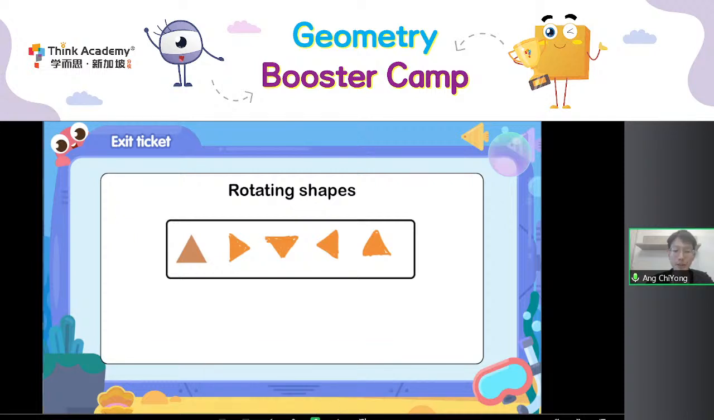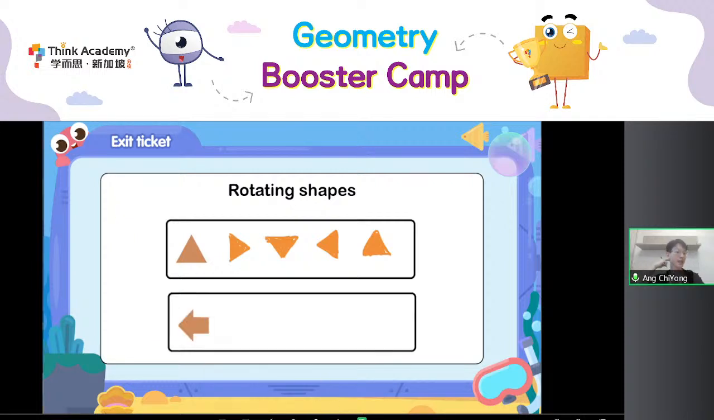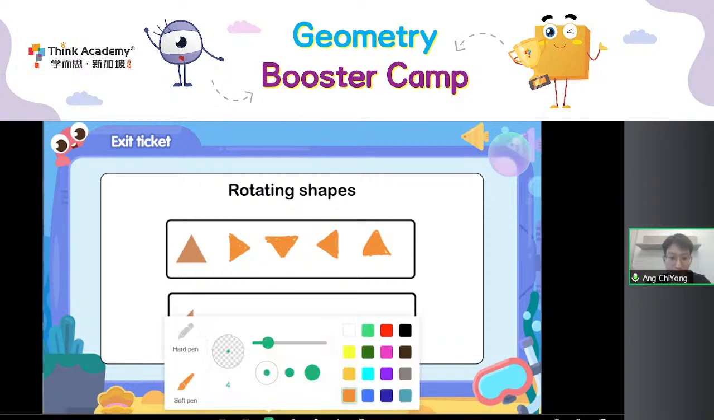Okay, and there's one more question. One more part. This one is slightly easier. This is an arrow. Where is it pointing to now? Pointing to the left. Now, in the last 2 minutes, I want you to try yourself while teacher is going to draw on the board. Okay? Or you can tell me, which direction do you want me to draw?